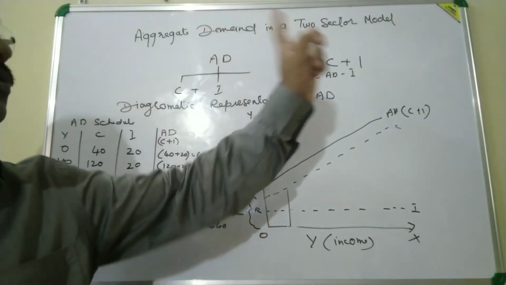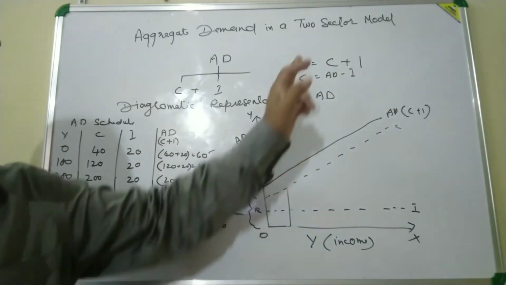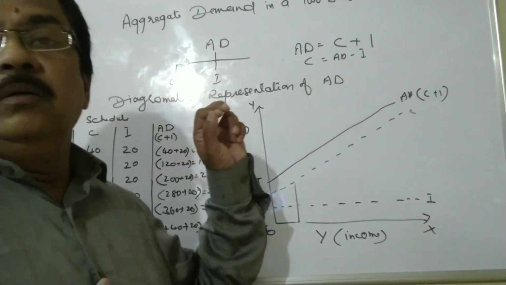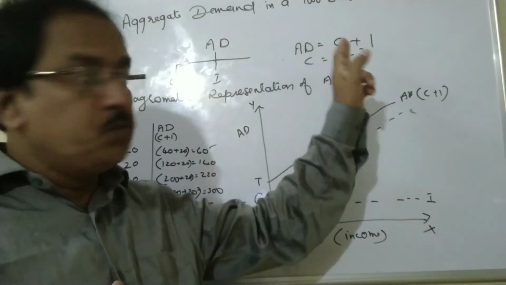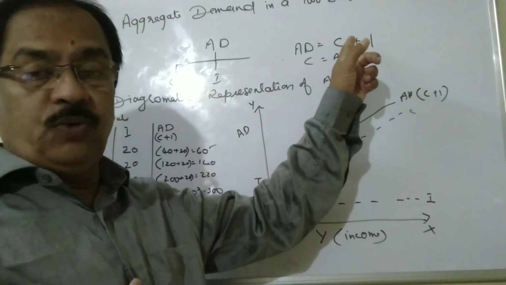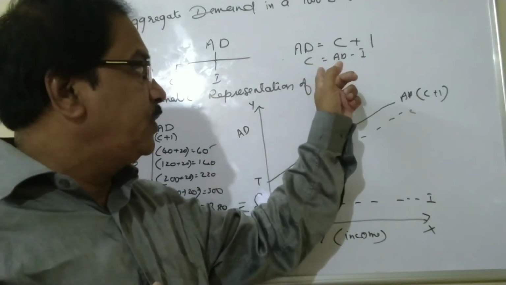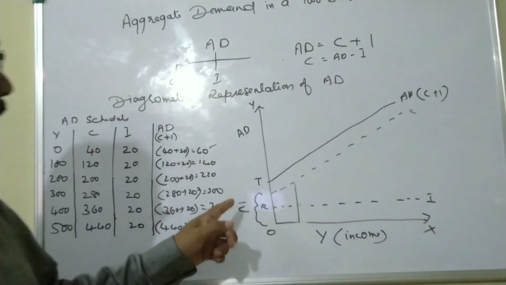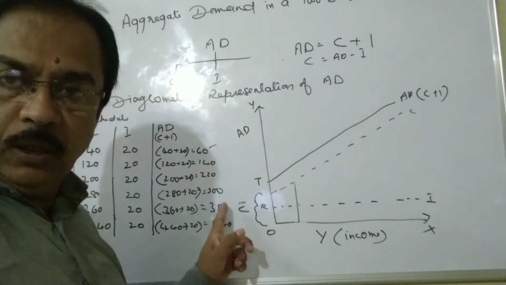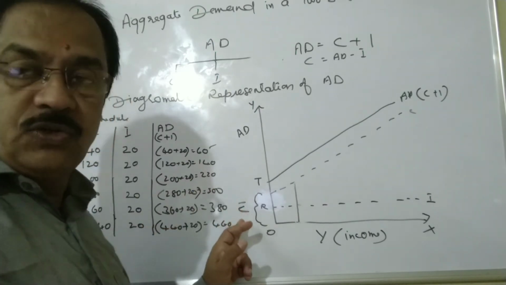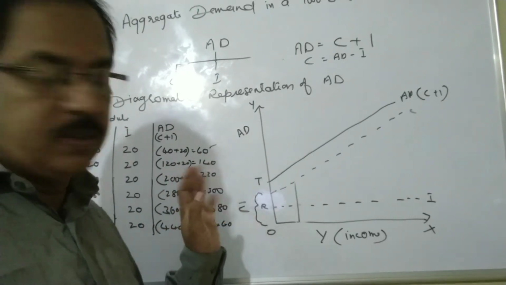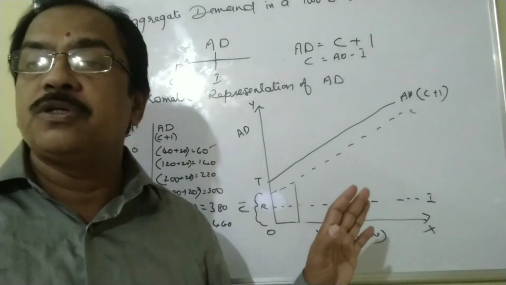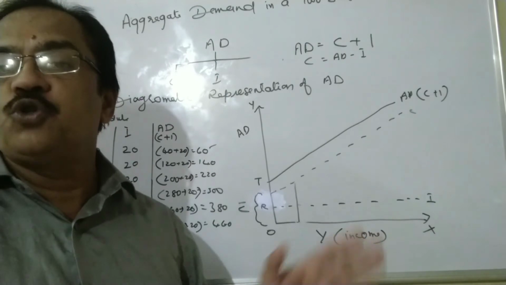Here we are taking what? C and I, that is consumption expenditure of households and investment. So this is your AD. AD is equal to C plus I. Then from this we are deriving C, that is consumption expenditure, which will be equal to aggregate demand minus investment. Then this is your autonomous consumption, this is C bar, this is free from income levels, and then this is your I. So I hope you understood diagrammatically what aggregate demand is and how it is to be drawn.